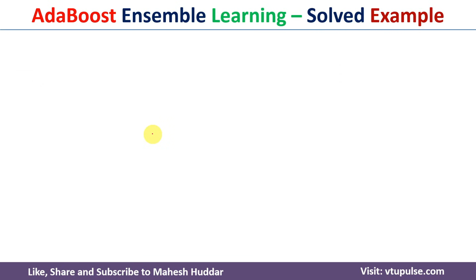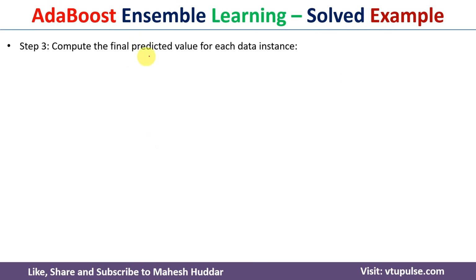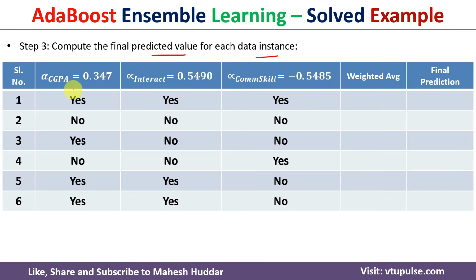The last step of AdaBoost Ensemble learning algorithm is to predict the value for the data instance. In this case, we have already calculated the weight for each of the weak classifier. For CGPA, this is the value. For interactiveness, this is the value. For communication skill, this is the value. For practical knowledge, we have not calculated because it is classifying correctly here. So first instance we will consider here. All the values are yes, yes, yes in this case.